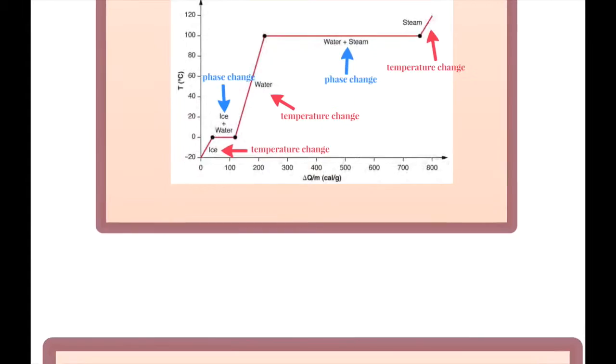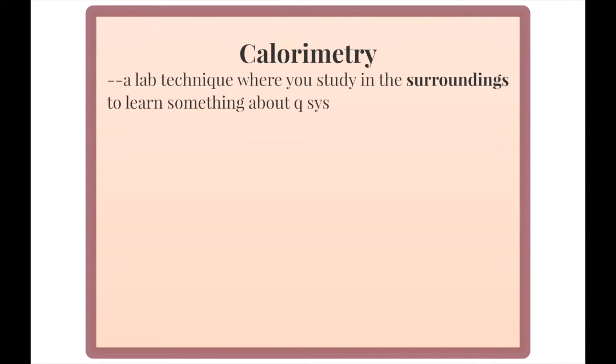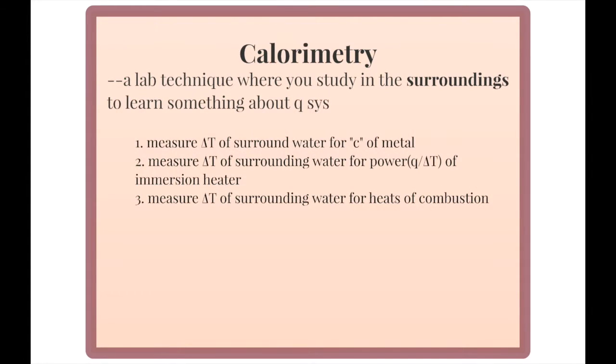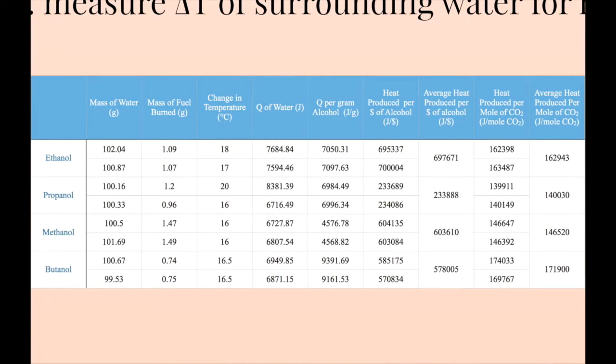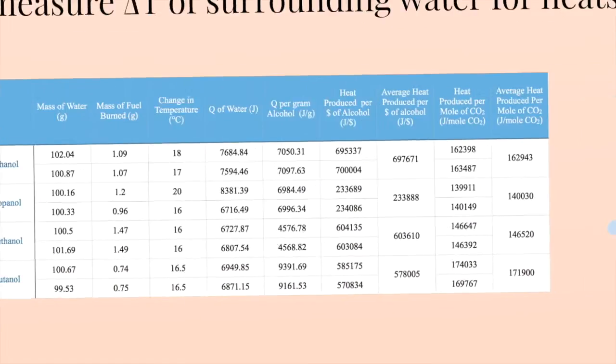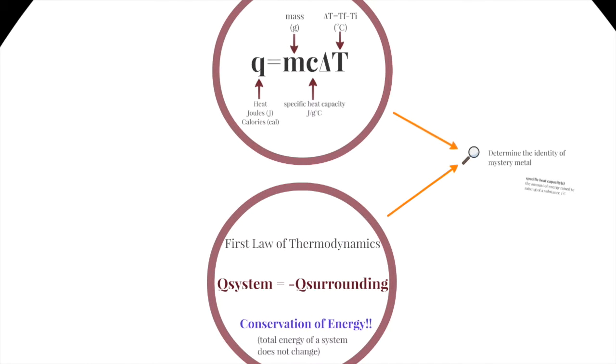Calorimetry is a technique that we use in almost every lab. In all of the 3 labs, and you can see from the calculated data of the 3rd lab, they all circle around the 2 equations I mentioned: Q equals mc delta T and Q system equals negative Q surrounding.